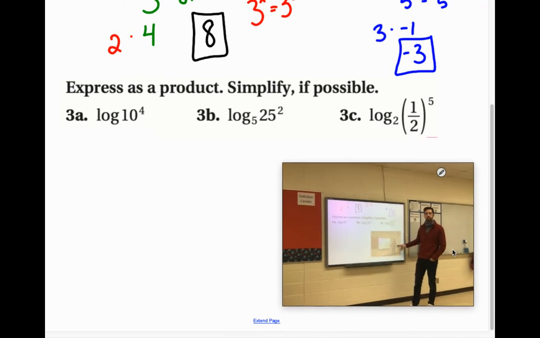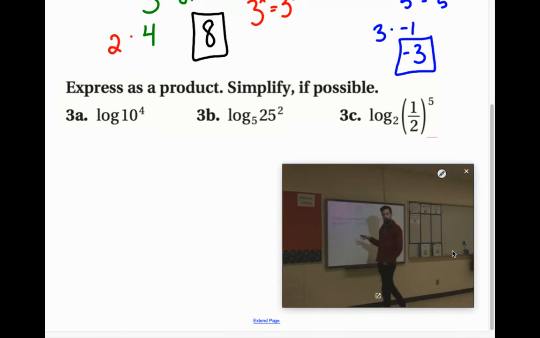So I want you to try all 3 of these, and I'm going to work them out up here and check if you get the same thing.